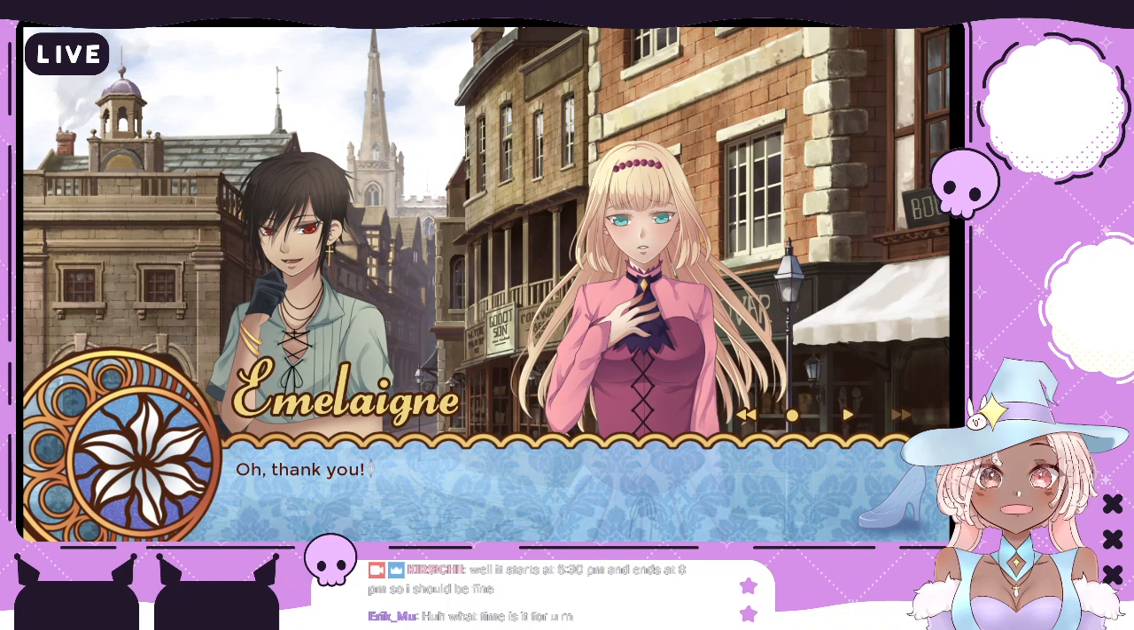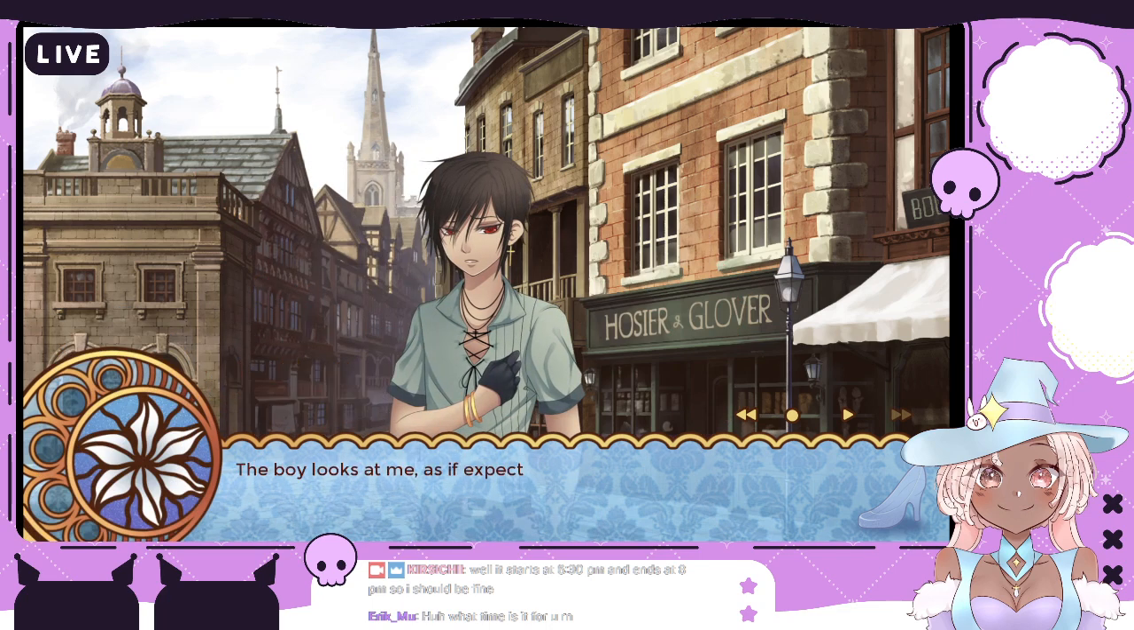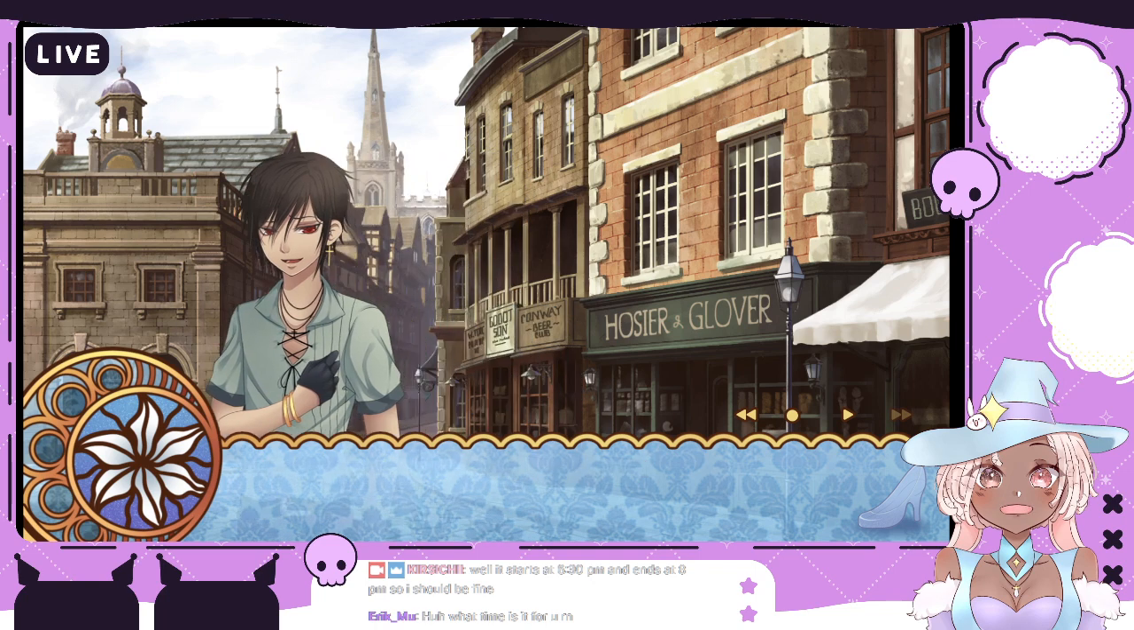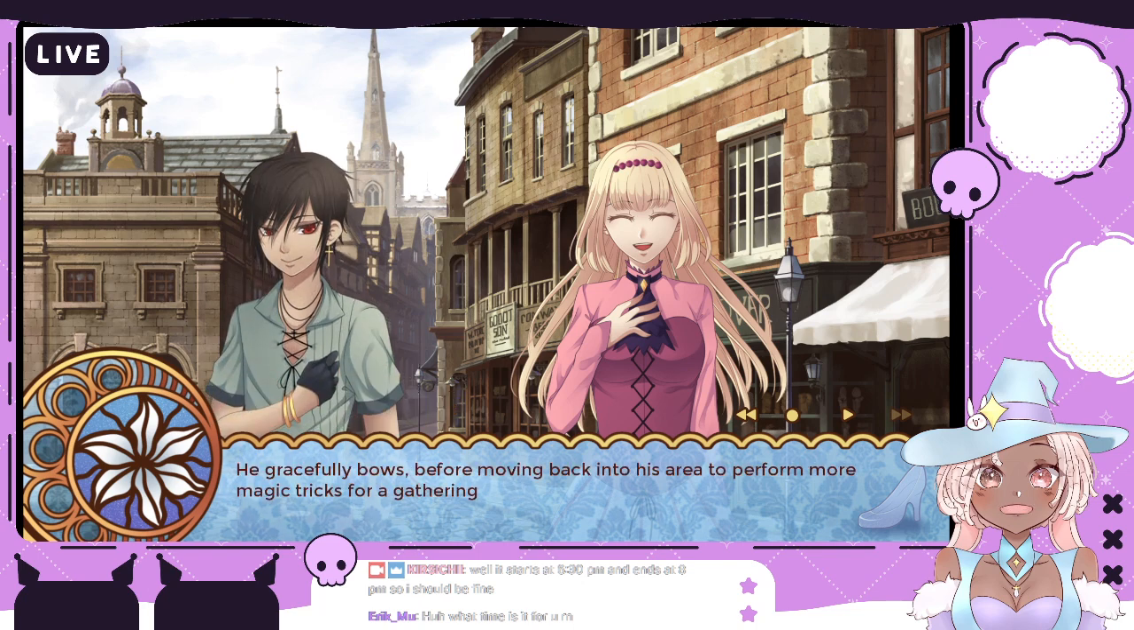Bro, she blushes so easily. Oh my gosh. Oh, thank you. And the boy looks at me as if expecting some kind of reaction. When he gets nothing from me, he sighs and gives me a wry smile. Hope to see you again during my next show. Well, definitely try. He graciously bows before moving back to perform more magic tricks for a gathering crowd.